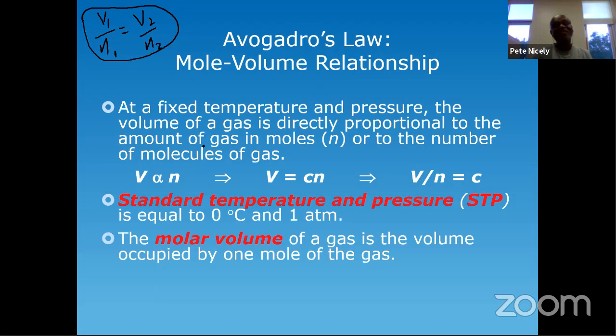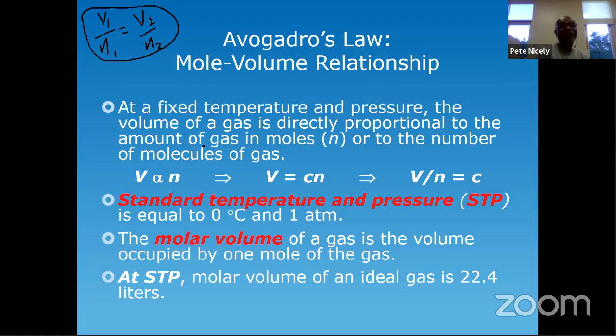Another concept that you should have met before is the molar volume. Basically, the molar volume of a gas is the volume occupied by 1 mole of the gas. And it turns out that under STP conditions, the molar volume occupied by an ideal gas is equal to 22.4 liters, right?